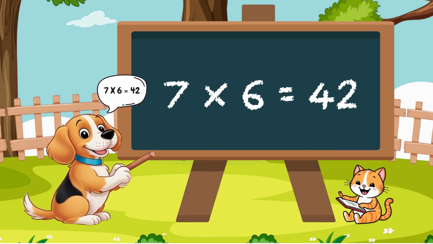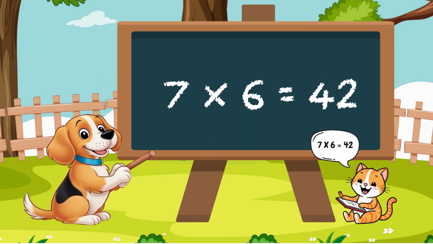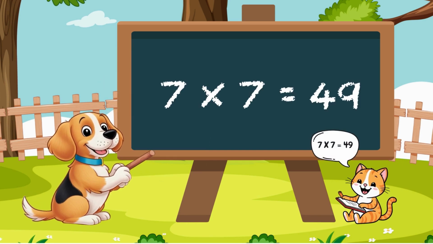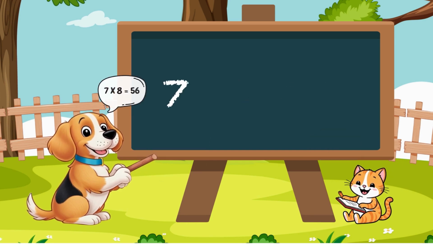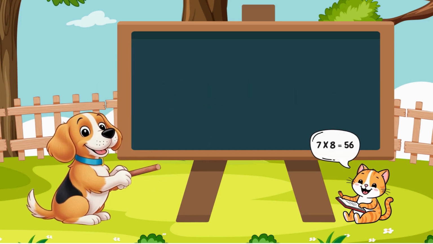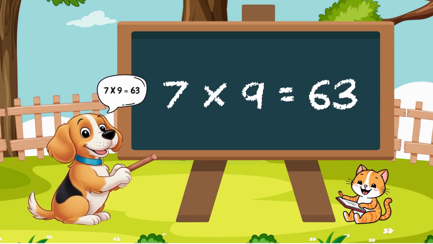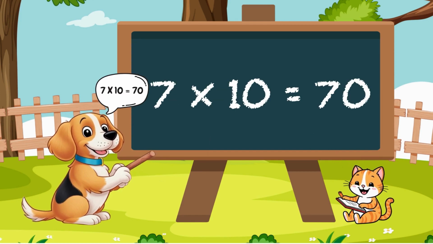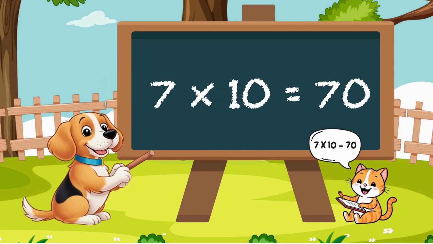Seven sixes are 42. Seven sevens are 49. Seven eights are 56. Seven nines are 63. Seven tens are 70.